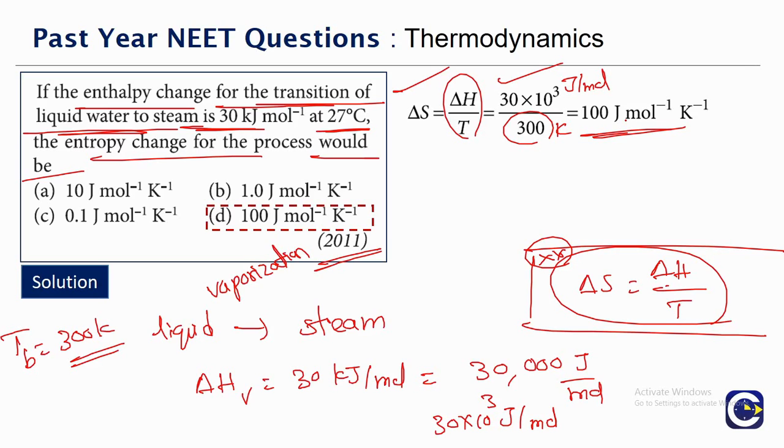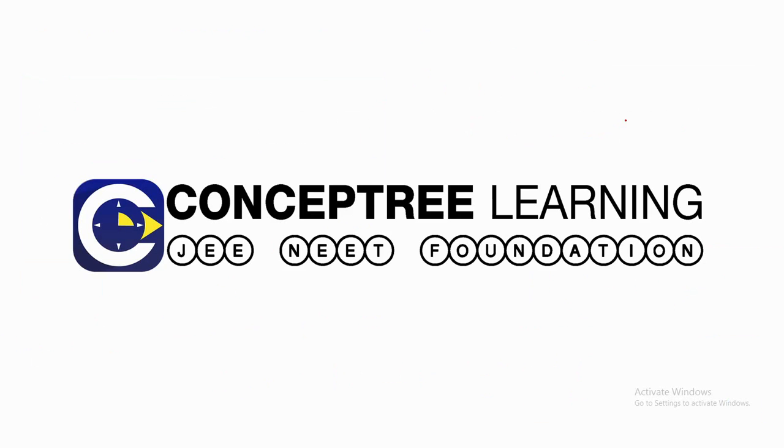As you have seen, entropy change calculation in phase change is asked many times. The only formula for that is: for any phase change, entropy change is equal to the enthalpy change for that particular phase change process divided by the corresponding temperature. Okay? So this is part 2 of the video, and we will see part 3 next.